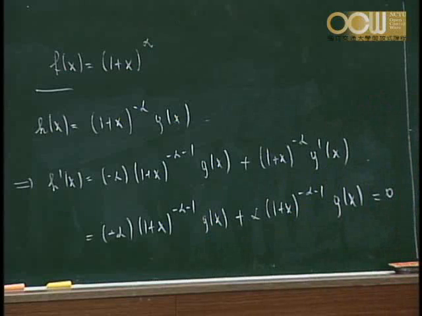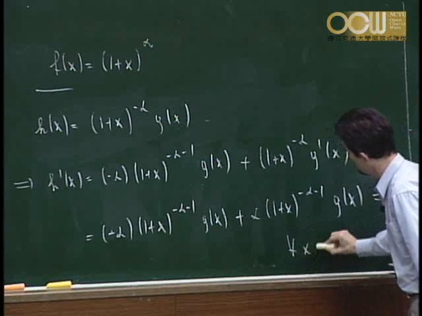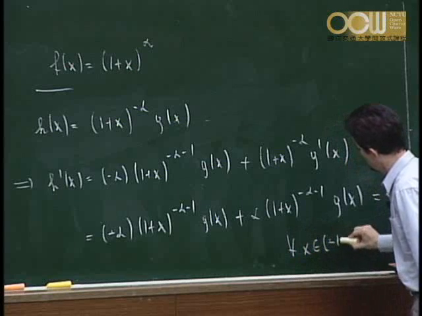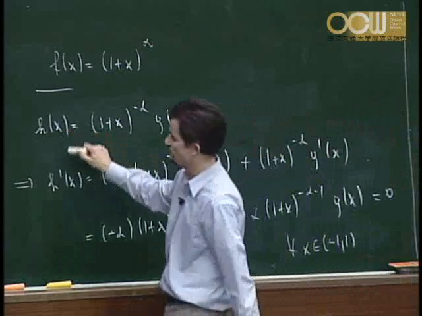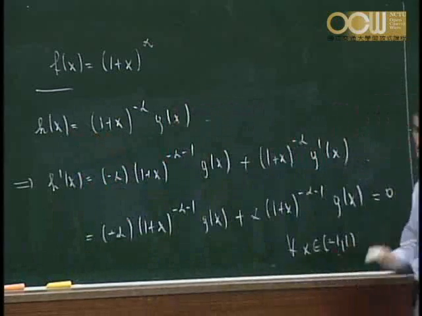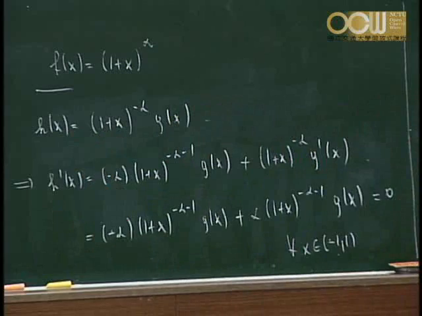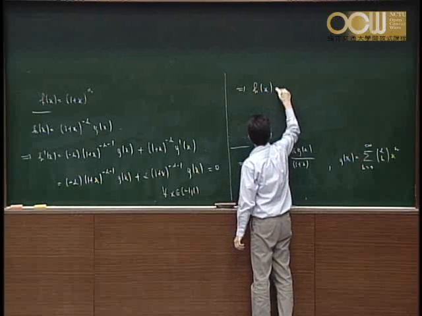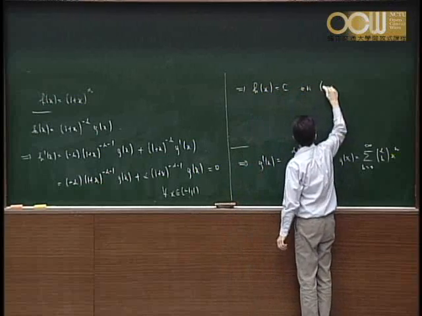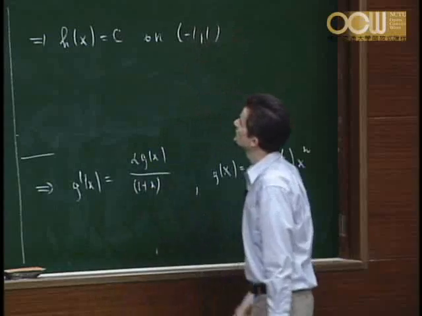Okay, and this holds for all x in this interval. So the derivative of this function h of x is 0 on this interval, so it must be a constant. Okay, so h of x must be a constant on this interval here.